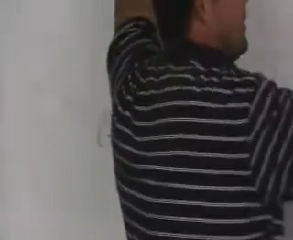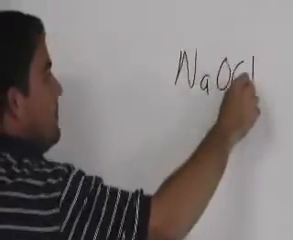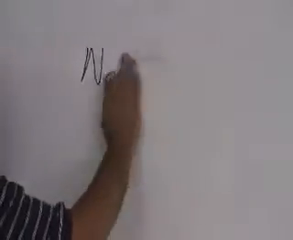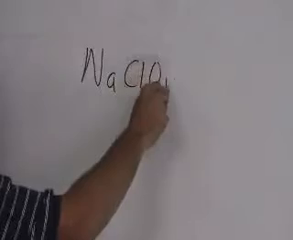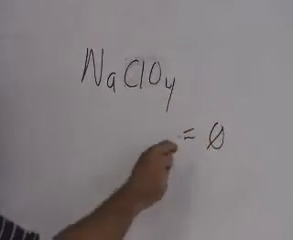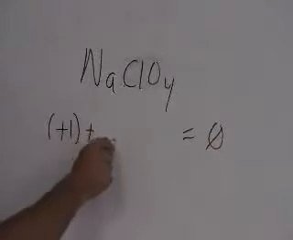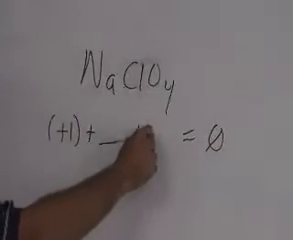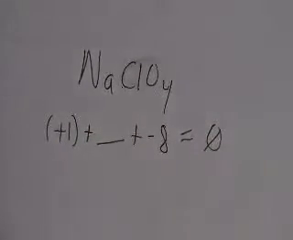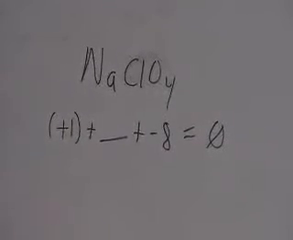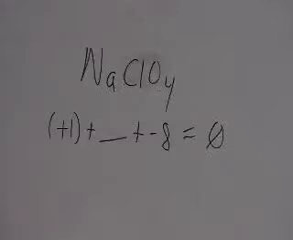Oh, let's do one more. The sodium perchlorate. Okay, the whole thing has to equal 0. Sodium is a +1, plus chlorine, and oxygens are what? -2, but there's how many of them? 4. Okay, what number needs to go there?